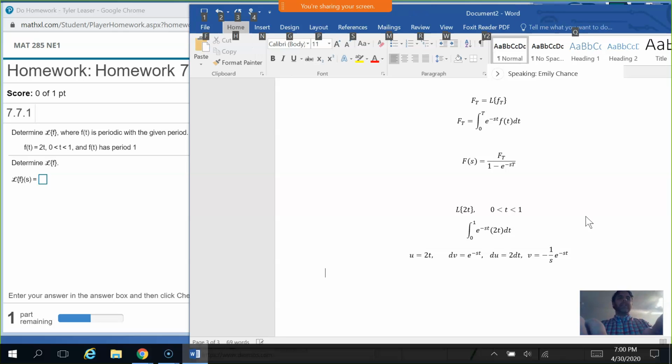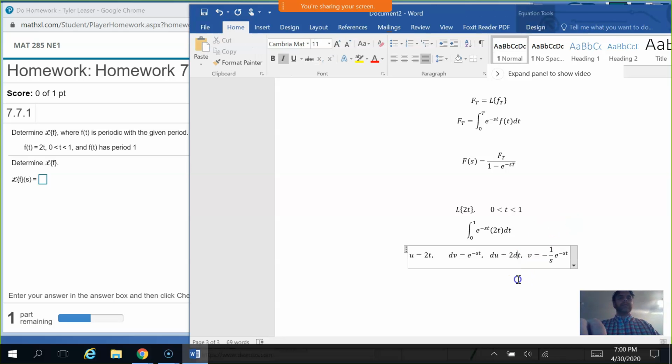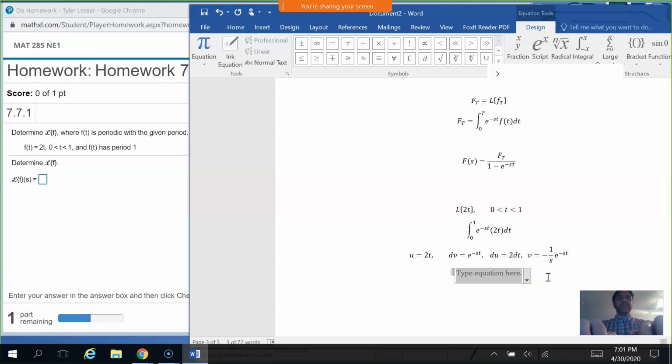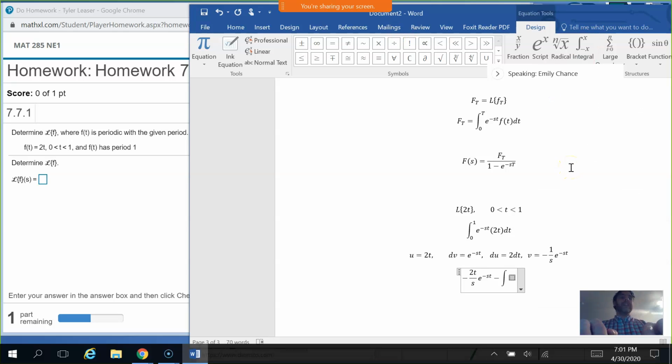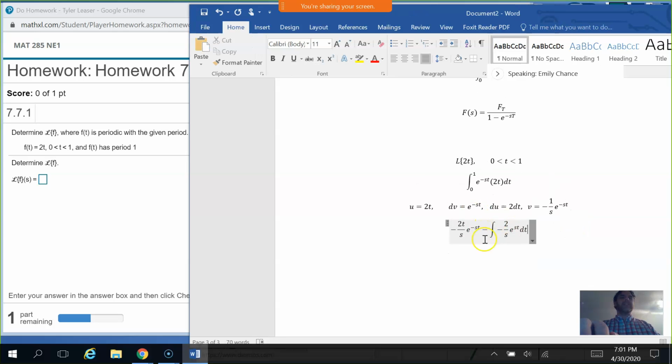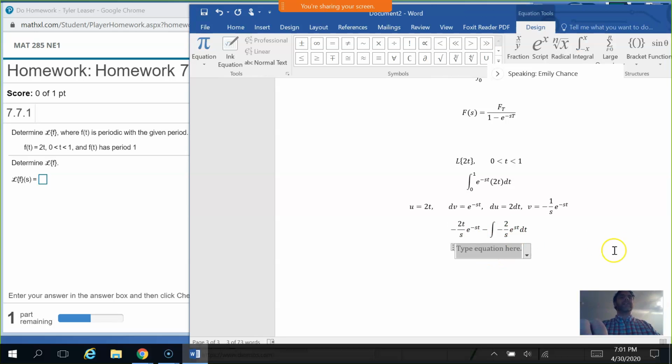Okay, plugging all this in, that's going to be u times v, negative 2t over s e to the negative st. This is going to be going from 0 to 1, but we'll worry about that in a minute, minus the antiderivative of v du, which is negative 2 over s e to the negative st dt. The double negatives cancel, so really this is positive, and also the 2 over s is just a constant that we can pull out to the front, because remember we're integrating with respect to t.